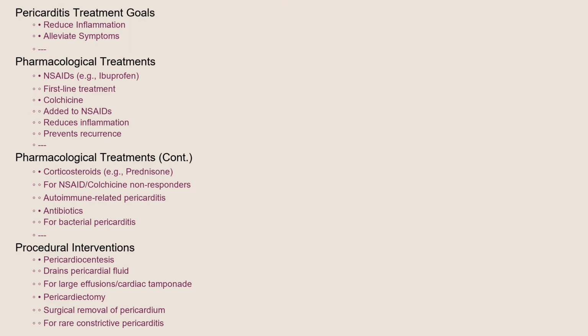The treatment of pericarditis aims to reduce inflammation and alleviate symptoms. Nonsteroidal anti-inflammatory drugs (NSAIDs) like ibuprofen are often the first-line treatment. Colchicine, an anti-inflammatory medication, is frequently added to NSAIDs to further reduce inflammation and prevent recurrence. Corticosteroids such as prednisone may be used in patients who do not respond to NSAIDs or colchicine, or in those with autoimmune-related pericarditis. In cases of bacterial pericarditis, antibiotics are administered. Pericardiocentesis, a procedure to drain fluid from the pericardial space, may be necessary in cases of large effusions causing cardiac tamponade. In rare instances of constrictive pericarditis, a pericardiectomy, surgical removal of the pericardium, may be required.